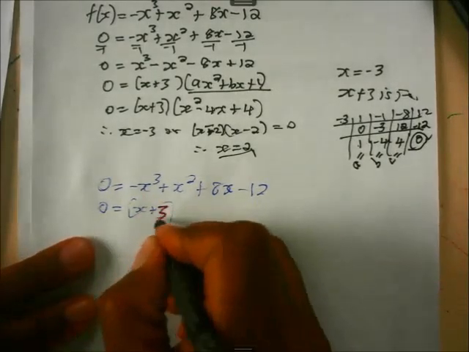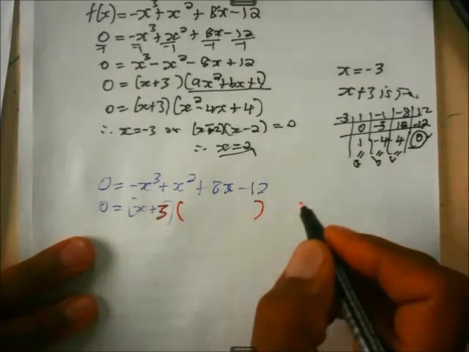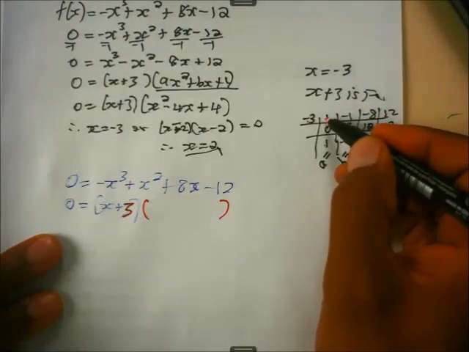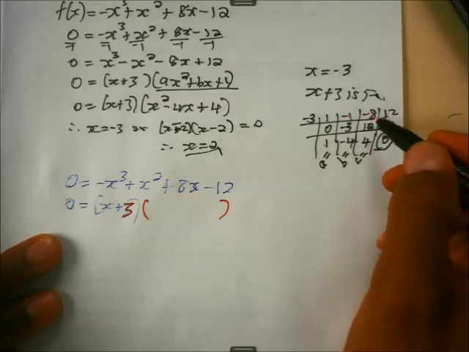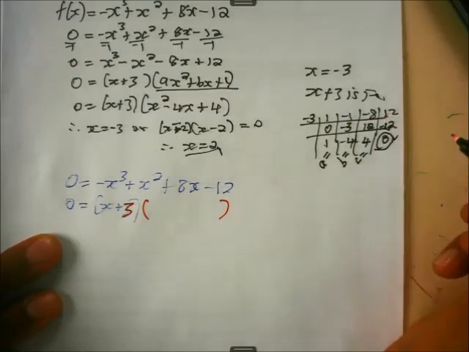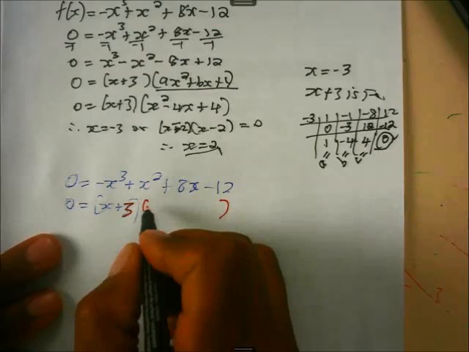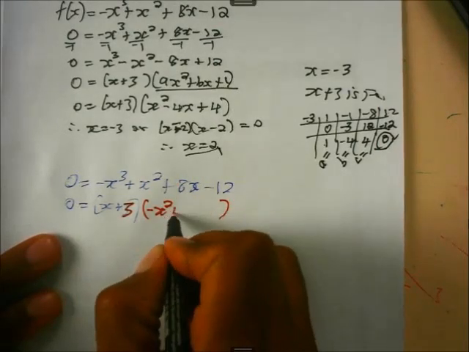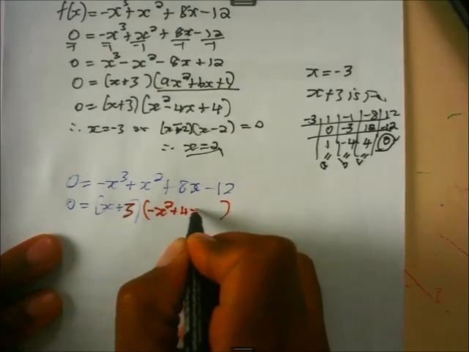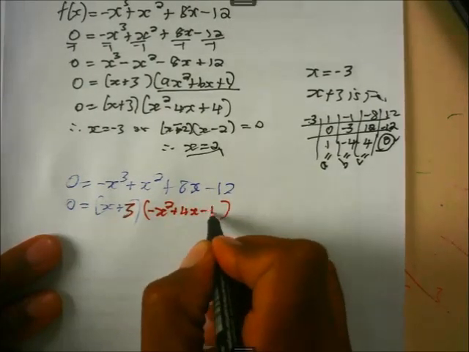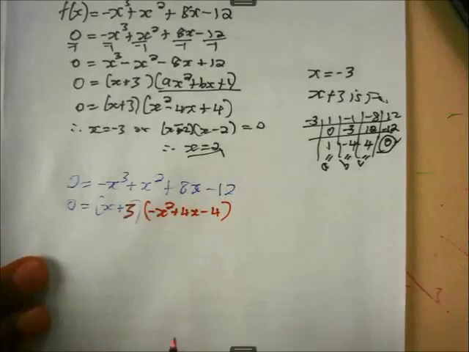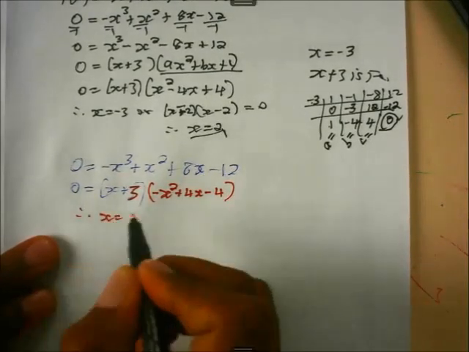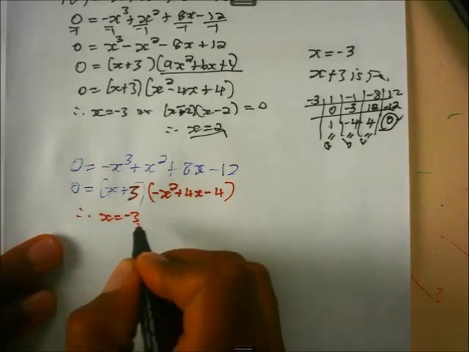And then from here now, we are going to have this one here, right? When I solve this one here, it means the coefficients now will be minus 1, positive 1, positive 8, as well as minus 12. Of course, the answer that I will get there will be minus x squared, plus 4x, and this one will be minus 4. Right, boys and girls, what I want you to get right here is, of course, you can now say, therefore, x is equal to minus 3.